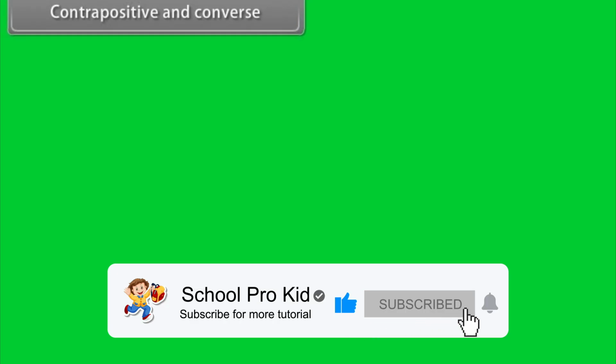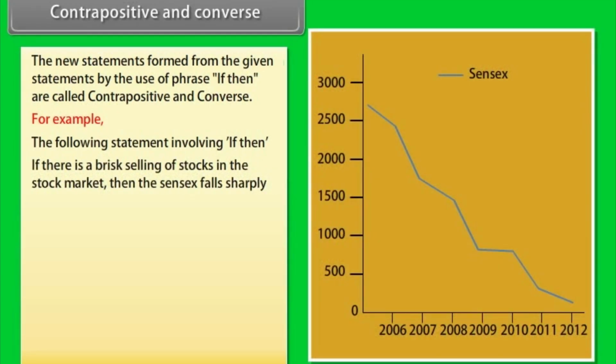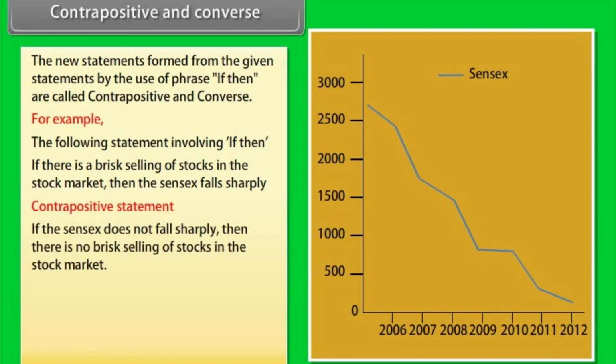Contrapositive and converse. The new statements formed from the given statements by the use of the phrase if-then are called contrapositive and converse. For example, consider the following statement involving if-then. If there is a brisk selling of stocks in the stock market, then the Sensex falls sharply. The contrapositive of this statement is, if the Sensex does not fall sharply, then there is no brisk selling of stocks in the stock market.